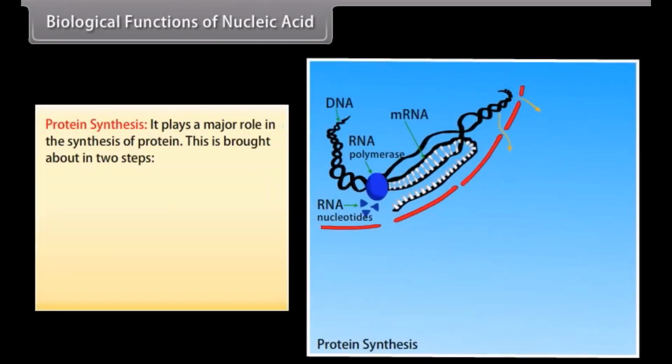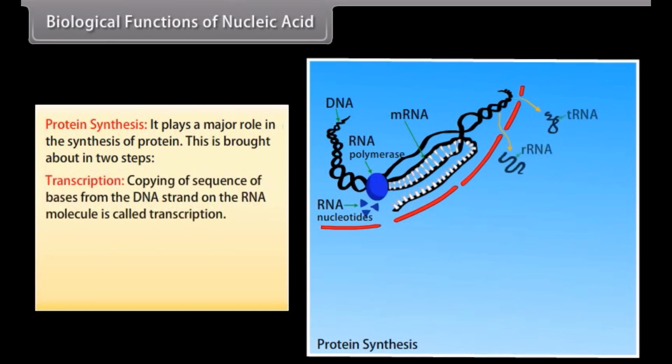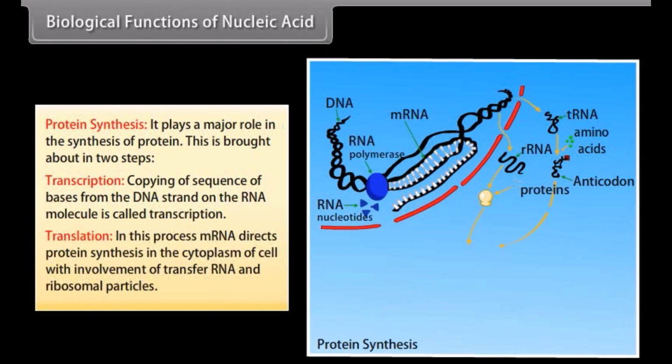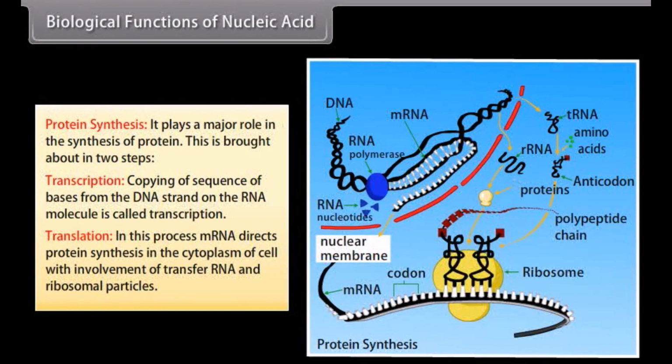Protein synthesis. It plays a major role in the synthesis of protein. This is brought about in 2 steps. Transcription, which is copying of sequence of bases from the DNA strand on the RNA molecule, is called transcription. Translation. In this process, mRNA directs protein synthesis in the cytoplasm of cell with involvement of transfer RNA and ribosomal particles.